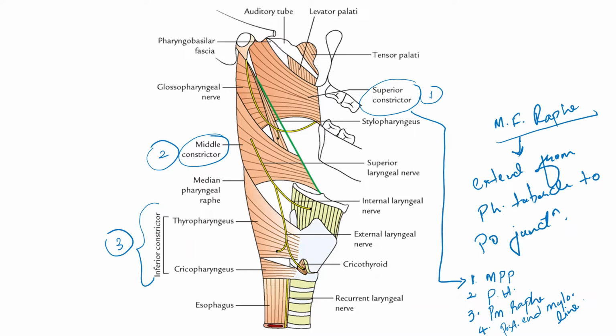Few fibers are also seen to take their origin from the side of the tongue. So these are the areas from where the fibers of the superior constrictor muscle take their origin. I repeat, the origin of the superior constrictor is from the posterior end of the medial pterygoid plate, then the pterygoid hamulus, the pterygomandibular raphe, the posterior end of the mylohyoid line, as well as the tongue. So these are the 5 origins of the superior constrictor.